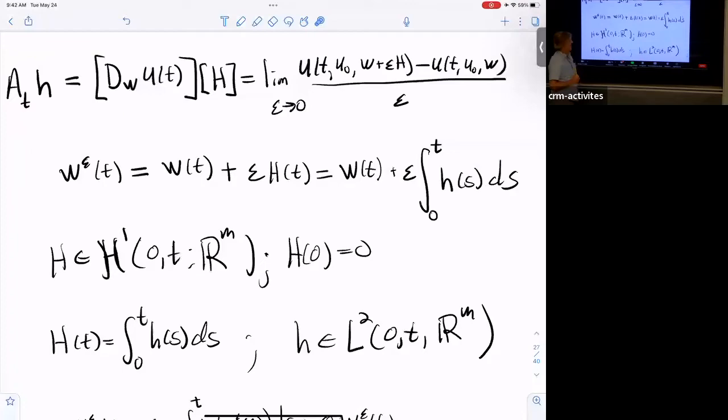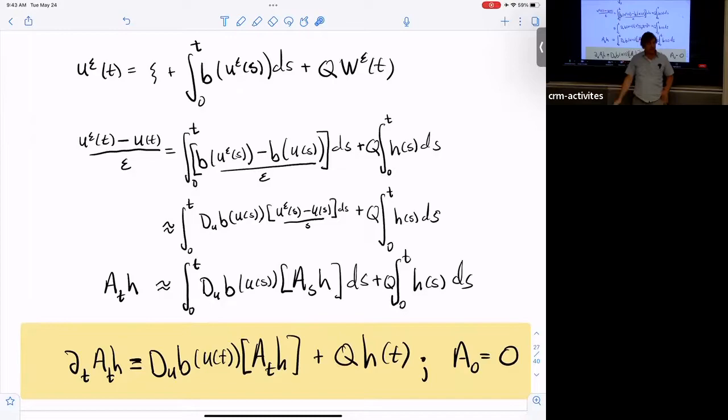All right, so since it's H1 in time, I can write it as the integral of an L2 function, which I write as little h, yeah? And I subtract these two, divide by epsilon. What else could the derivative possibly be, right? And now I do the same thing. I define a W epsilon, which is W plus epsilon H. And then I drive the two different equations. Now I have the U epsilon driven by the W epsilon, yeah? And now I subtract the U epsilon from the U and divide by epsilon. Again, what else could the derivative be?